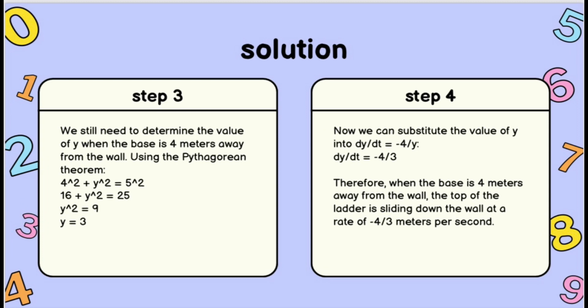Step 4, now we can substitute the value of y into dy over dt equals negative 4 over y. dy over dt equals negative 4 over 3. Therefore, when the base is 4 meters away from the wall, the top of the ladder is sliding down the wall at the rate of negative 4 over 3 meters per second. Note that the negative sign means the ladder is falling down.